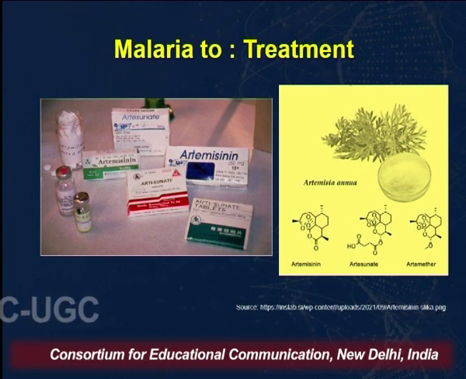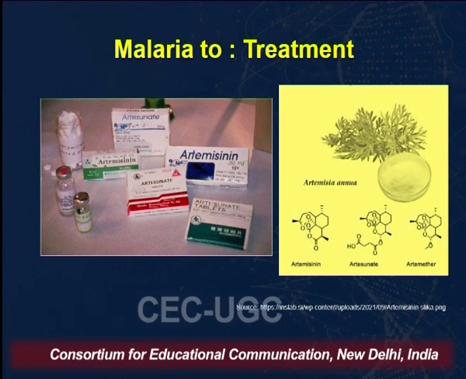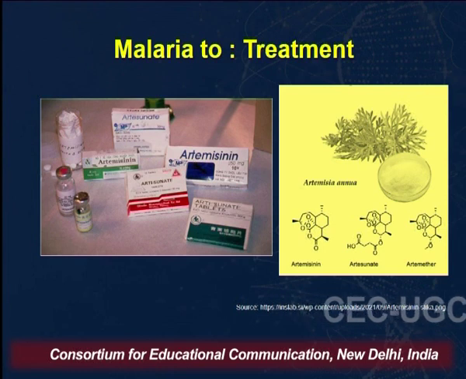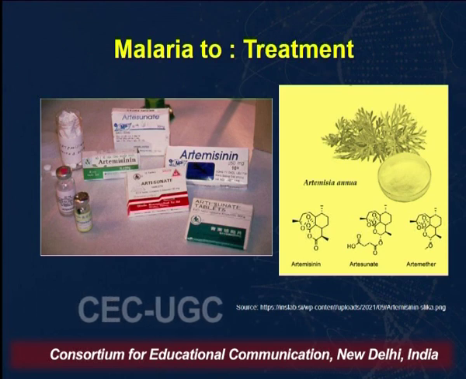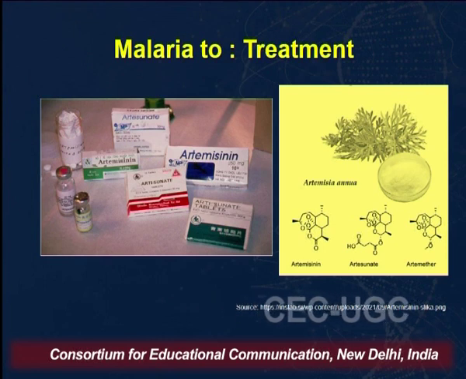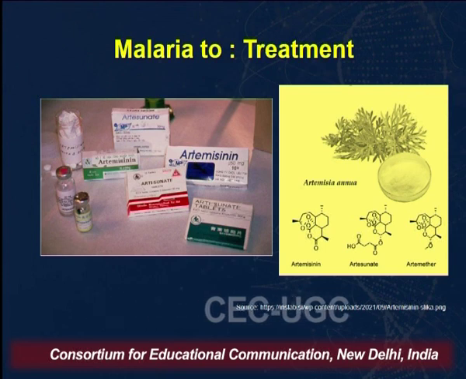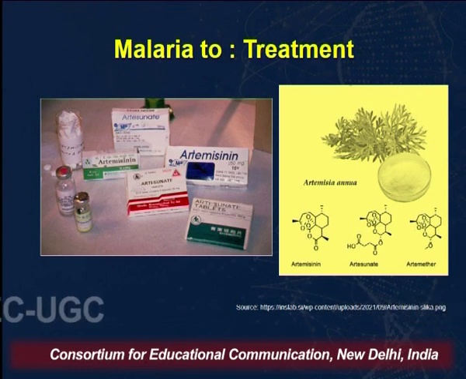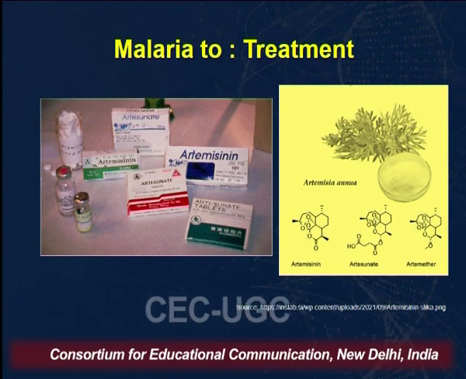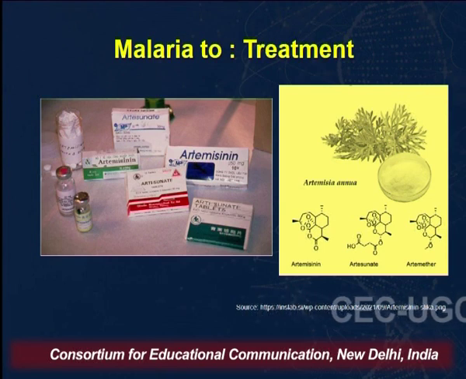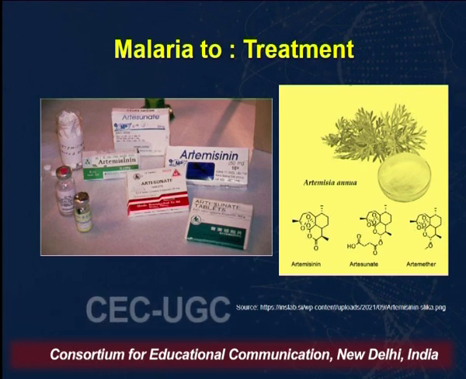Now, we see the image over here. This image shows the various artemisinin combination therapies which are available in the market, and we see the structure of the artemisinin shown over here. If we see the structure of the artemisinin, there is an oxygen ring present, and this plays a very important role in the mode of action. The artemisinin is extracted from this Artemisia annua plant, which gives one of the most important forms of artemisinin present in the artemisinin combination therapies.